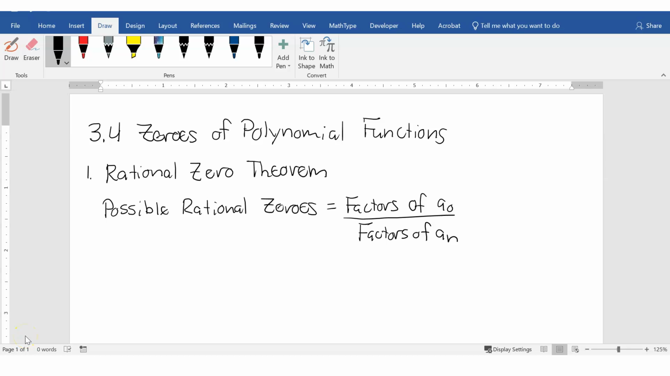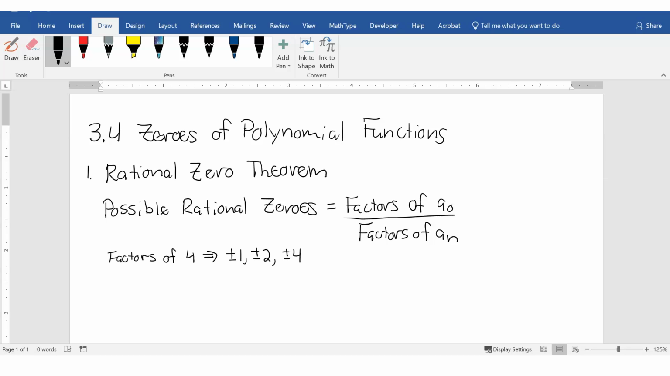In section 3.4, we're going to look at finding zeros of polynomial functions. The first topic we're going to look at is the rational zero theorem. This allows us, for polynomials, to identify all possible rational zeros of the polynomial function. Those will be the factors of the constant term, a naught, divided by the factors of the leading coefficient, a sub n.